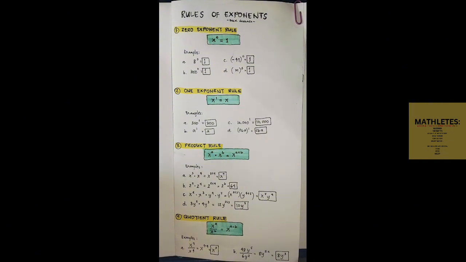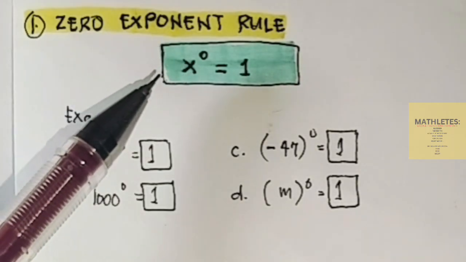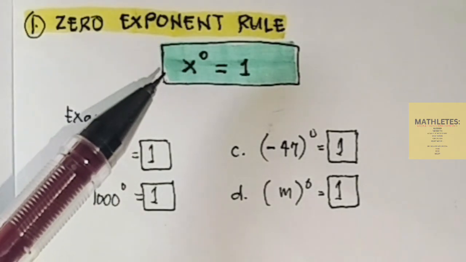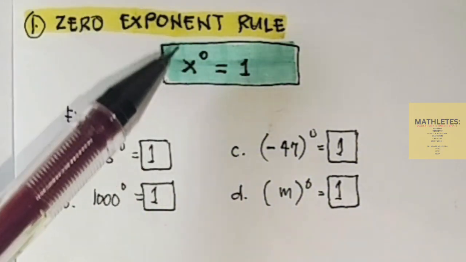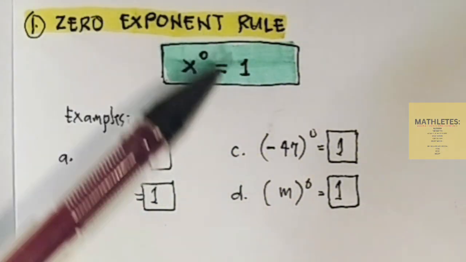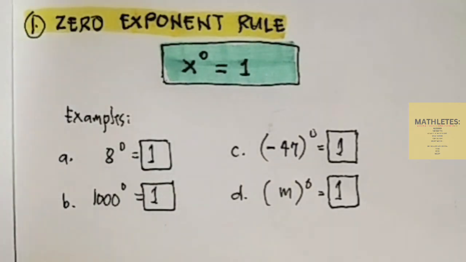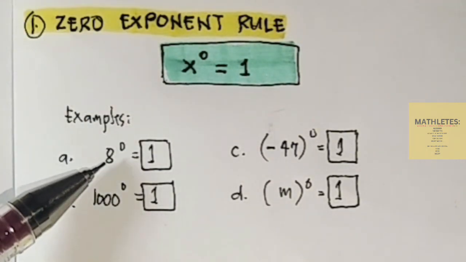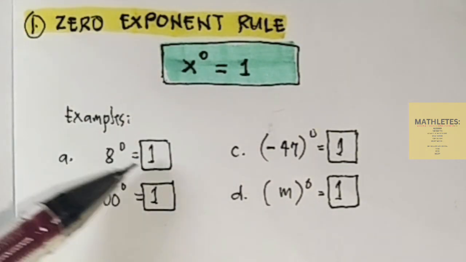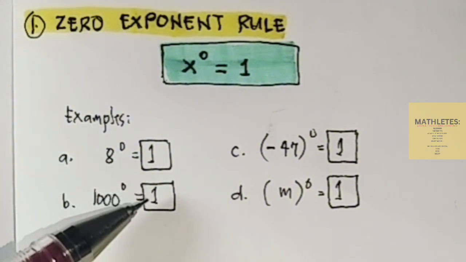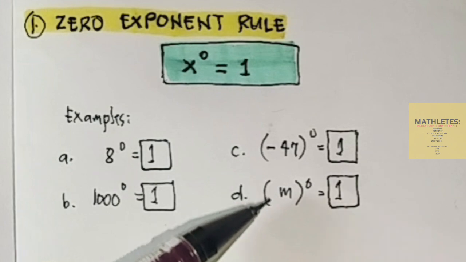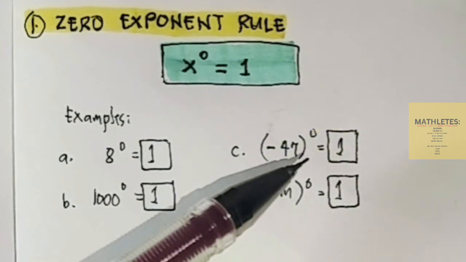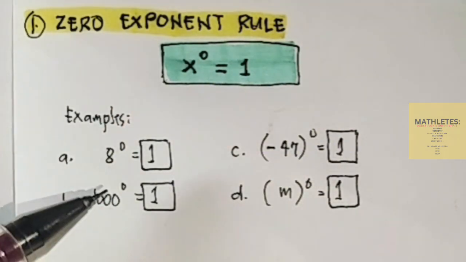Zero exponent rule. Any number, excluding 0, if you raise it to the power of 0, the answer will always be 1. For example, 8 raised to 0 is equal to 1. 1000 raised to 0 is still equal to 1. Negative 47 raised to the power of 0 is still 1. And the variable m raised to the power of 0, the answer is still 1. So that's the zero exponent rule.